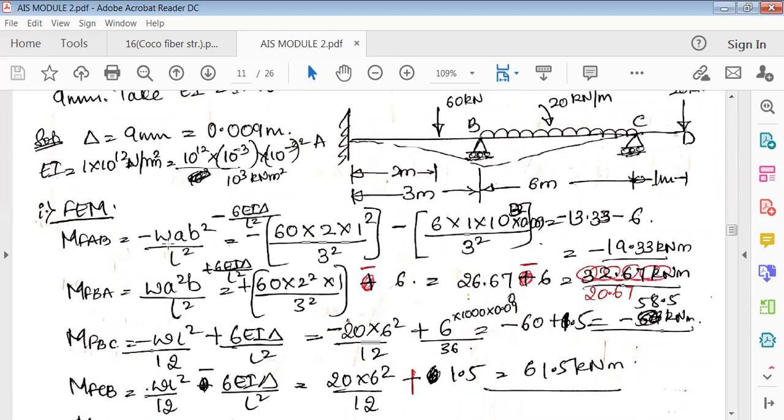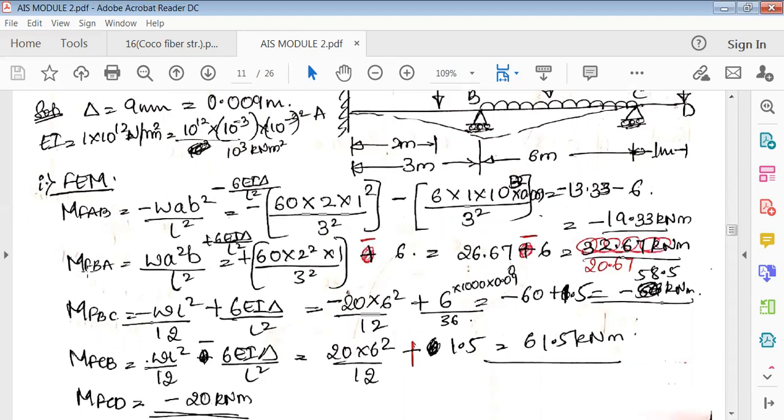So first substitute the values: WAB square by L square, minus 6EI. You have already calculated that, so it is 1 into 10 to the power 3. Then delta also we have calculated in terms of meter, so that's 0.0009, divided by L square, so L is 3, square. Substitute this, simplify this, and then you'll get minus 19.33 kilonewton meter.